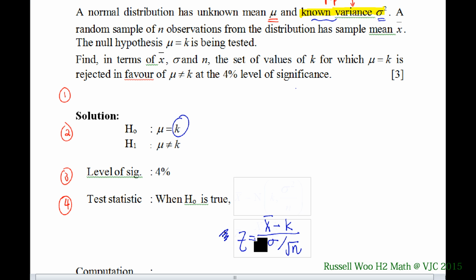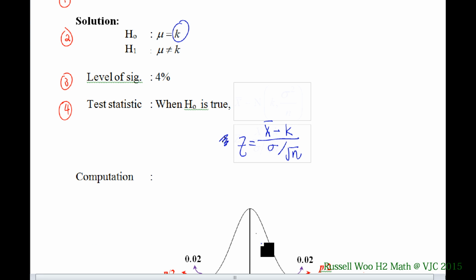You should be able to write this down. Z test, right? Because it's a known population variance. Clear cut, you do a Z test. Follow what I'm saying? Just write this. There's nothing, just write this. Next, you do computation.